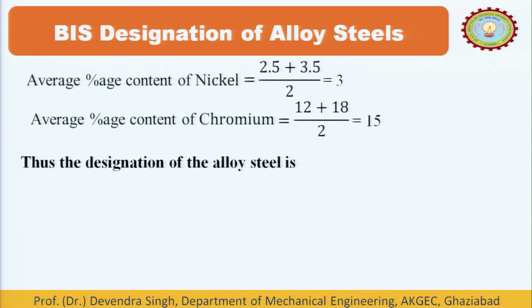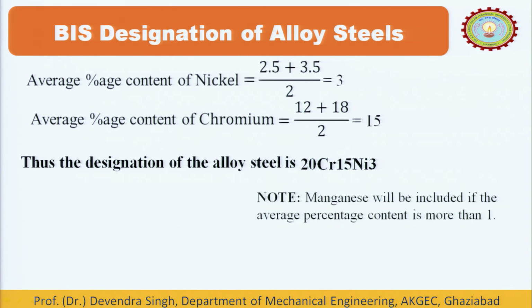So thus the designation of the alloy steel: first, 100 times the carbon content is 25, then Cr, the chemical symbol of chromium, followed by its percentage content 15. Then next is nickel, nickel is 3. So this is our designation of high alloy steel.